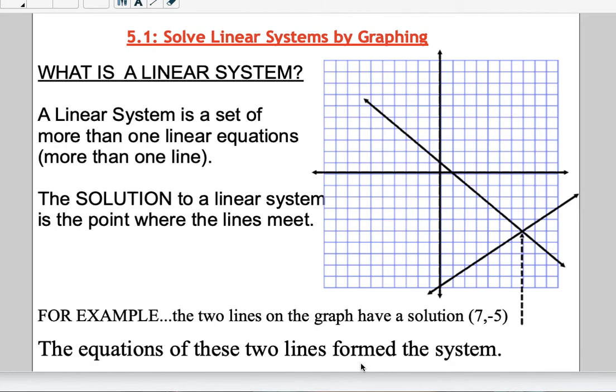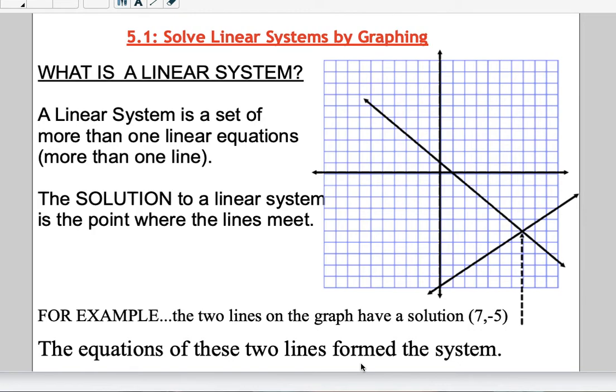We are going to solve linear systems by graphing. So hopefully you guys have some graph paper at home. If you don't, you can always find graphs that you can print online, or if you want, you can make your own graph so that you're able to solve these linear systems.